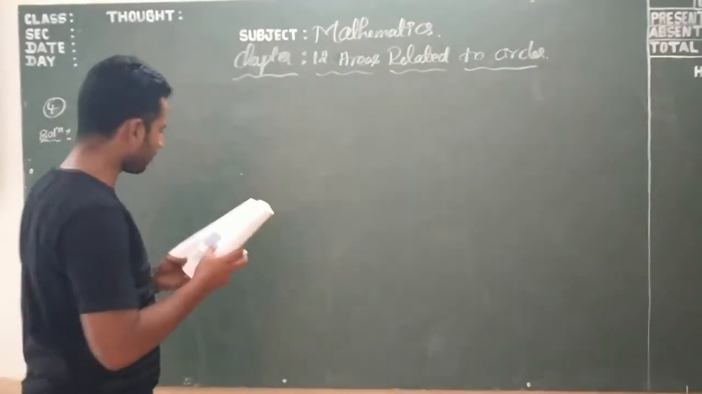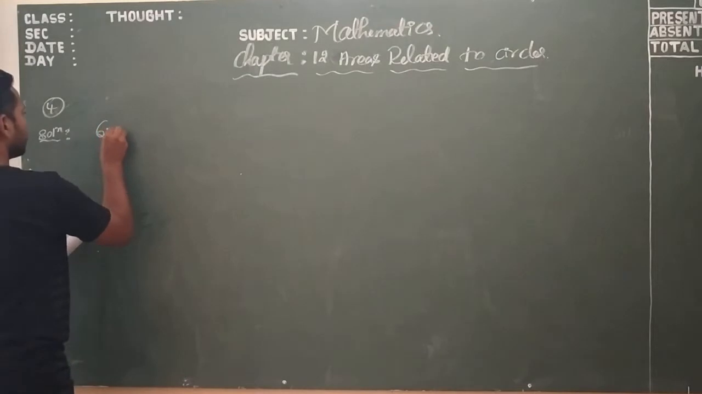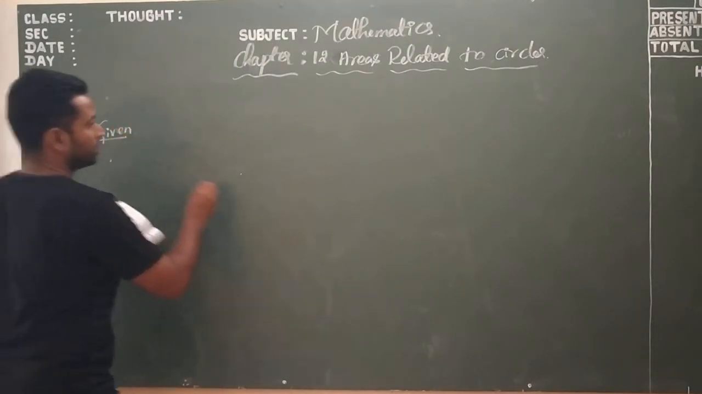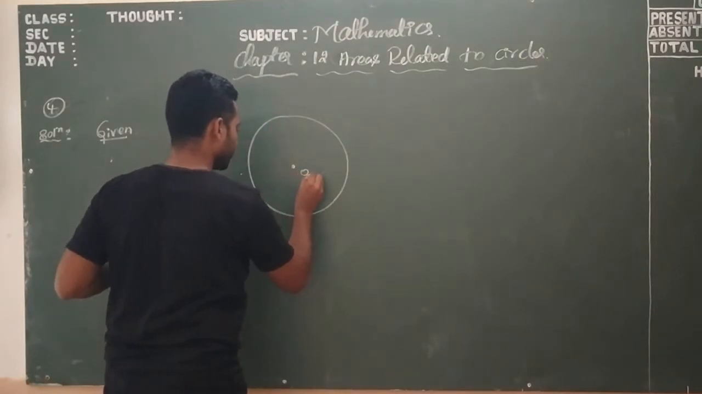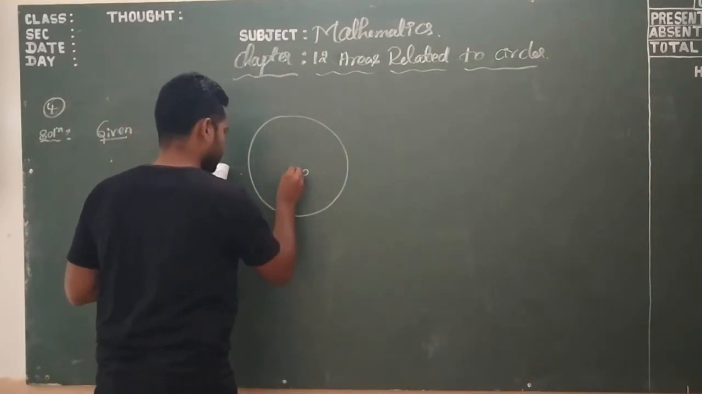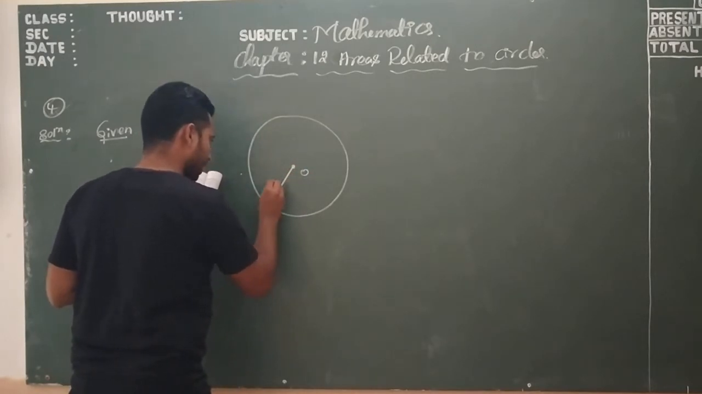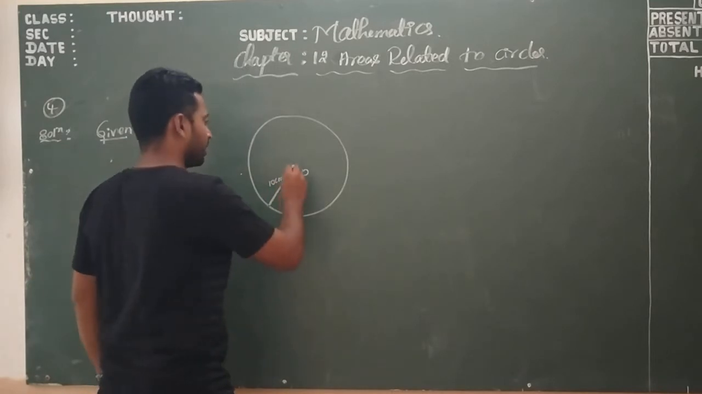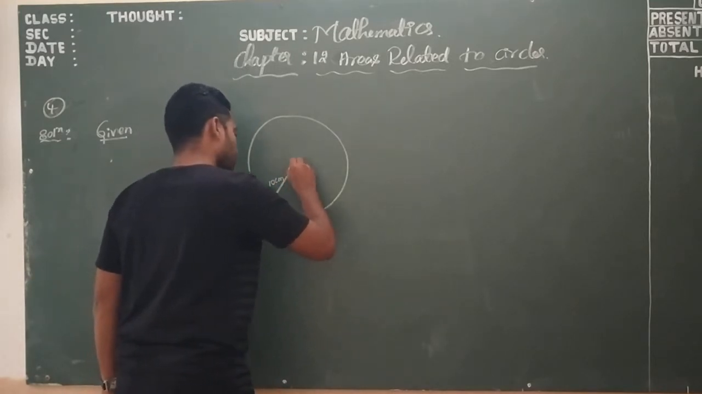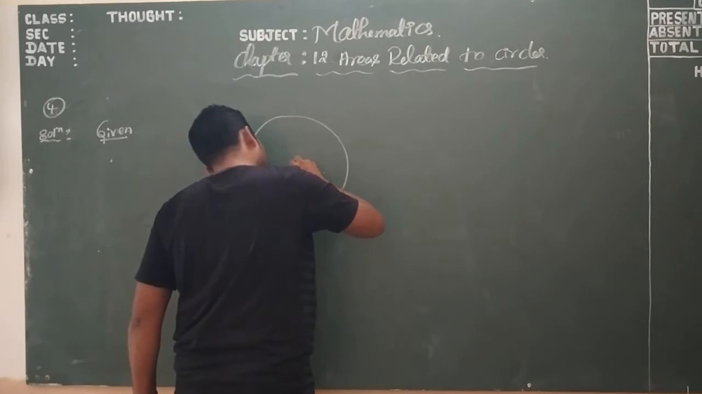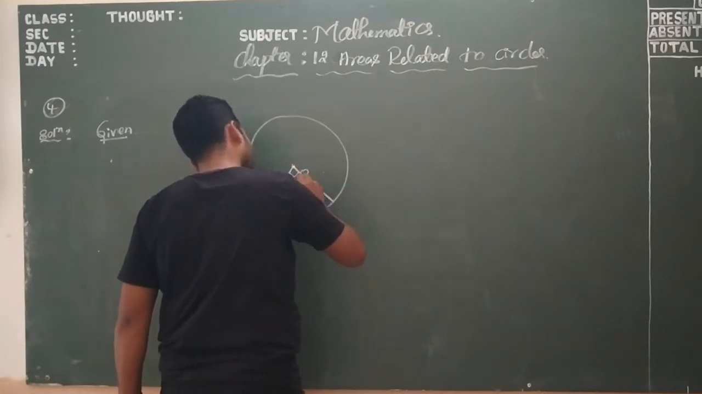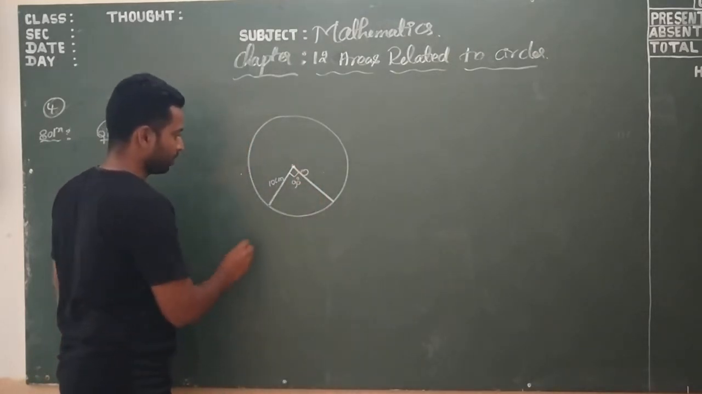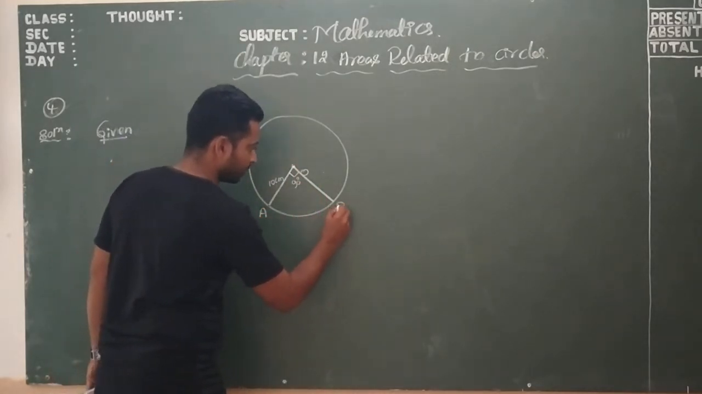Okay, first one. See here, given a circle with the center O. The circle's radius is 10 centimeter. The length is 10 centimeter. So here this angle is formed at the center. It subtends an angle of 90 degree at the center, that means a right angle. So this is point A, this is B.